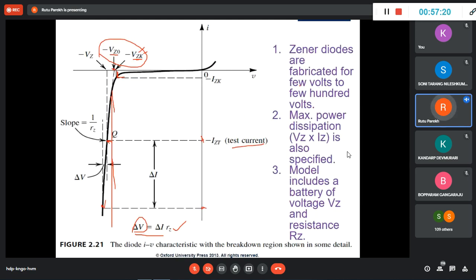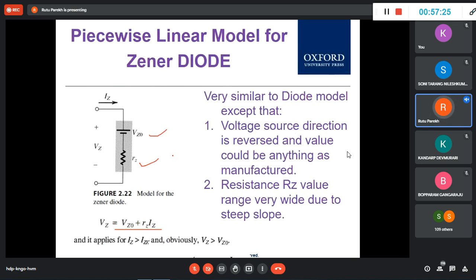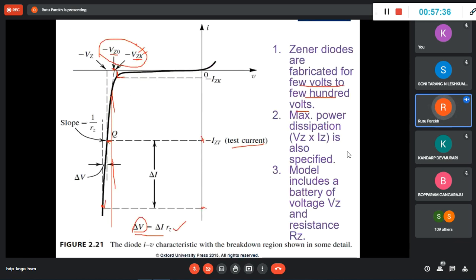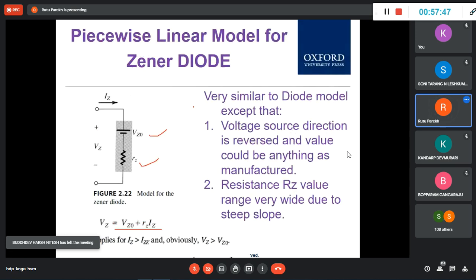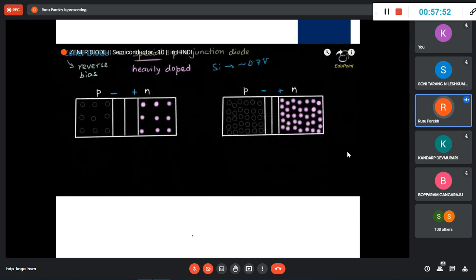They are fabricated for a few volts to a few hundred volts, so it depends on the capacity. It's a huge variation and depends on the application you use. And here IZ is very, very greater than IZK, because this is IZK. So when it is conducting, this current is really, really higher compared to this. And VZ is greater than VZ0, as you can understand now.